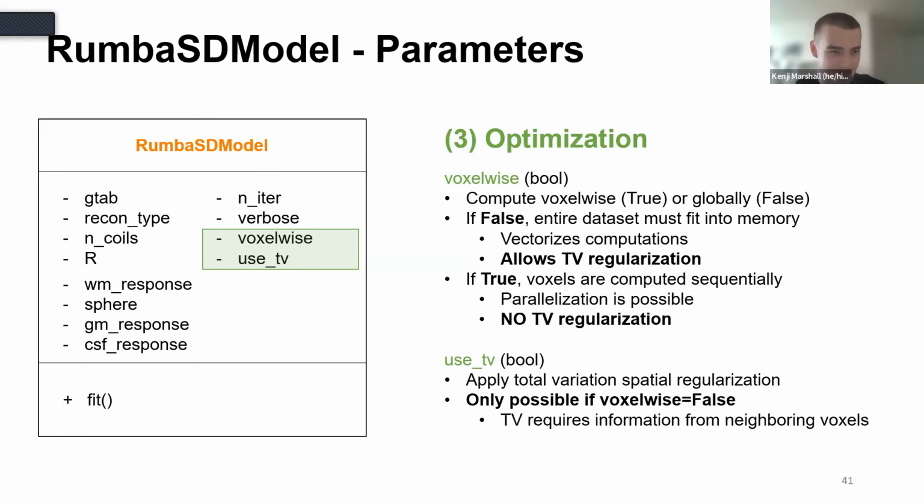But because this can be a constraint depending on your machine, we also provide this option to set voxel-wise to true. And here you compute your voxels independently. You don't get the benefit of vectorization, but you can parallelize this computation because each voxel is computed independently. But importantly, in this setting, you cannot apply total variation. So basically, you don't have Roomba, you have Umba when you set voxel-wise to true. And then we also have this use TV parameter. This determines whether you apply total variation. And once again, this is only possible when voxel-wise is set to false.